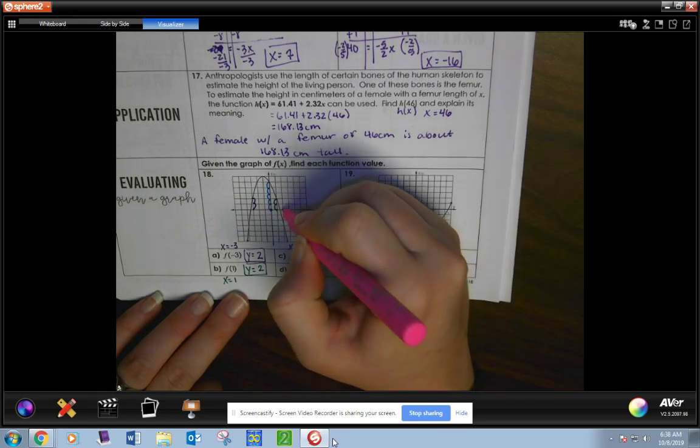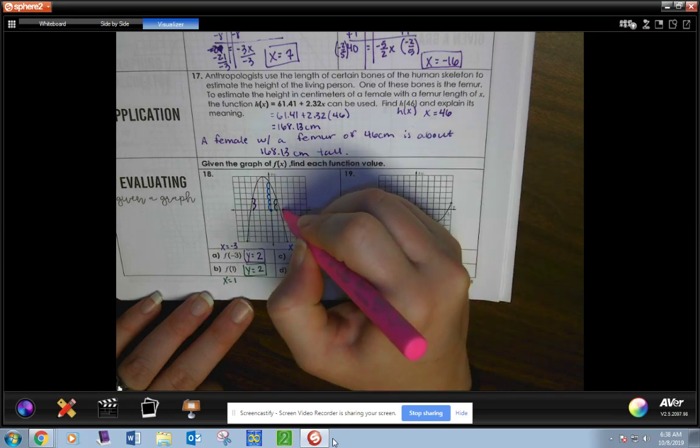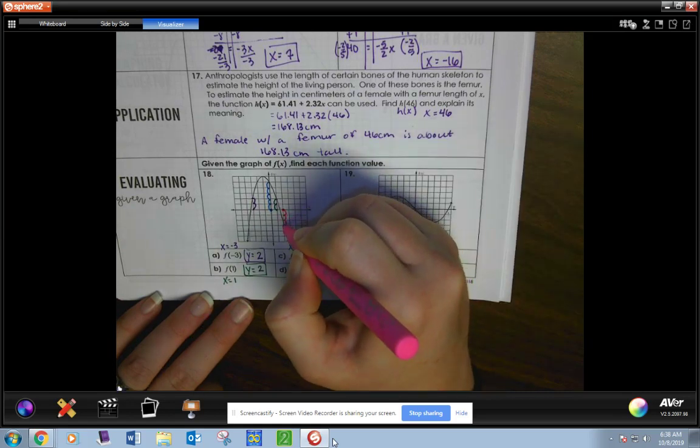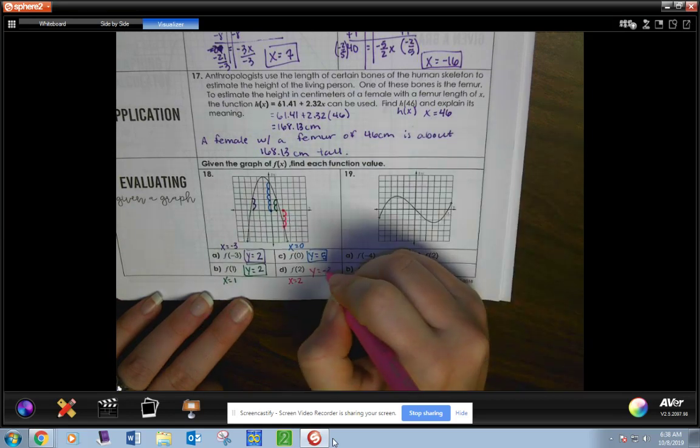Okay, and then the last one, f of 2, they're telling me x equals 2. What is y? So I'm going to go to where x is 2. And to get to the curve, I have to go down 1, 2, and 3. So this would be negative 3.